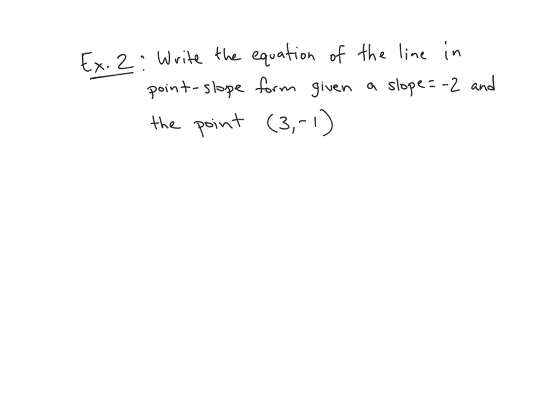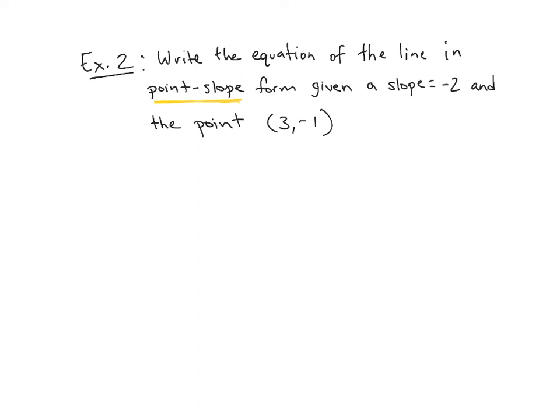All right, let's take a look at a second example here. It says write the equation of the line in point slope form given a slope equal to -2 and the point 3 comma -1. So again, write the equation. So I'm either going to be doing slope intercept or point slope form. Now for this section today, we should be expecting point slope form. So writing the equation in point slope form.